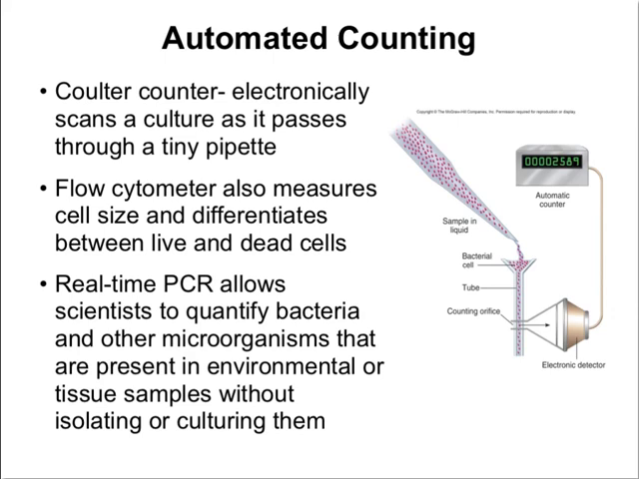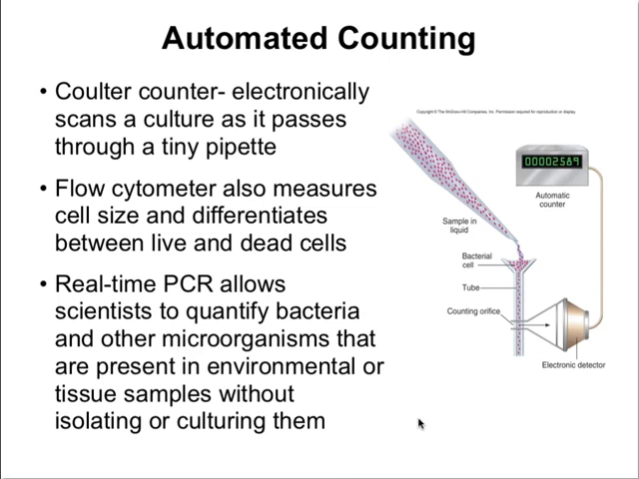That's where automated counting comes in. A Coulter counter is an electronic device that scans a culture as it passes through a tiny pipette. As each individual cell passes through the tip, it's counted by the counter. Another means is a flow cytometer. It also measures cell size as well as differentiating between live and dead cells.